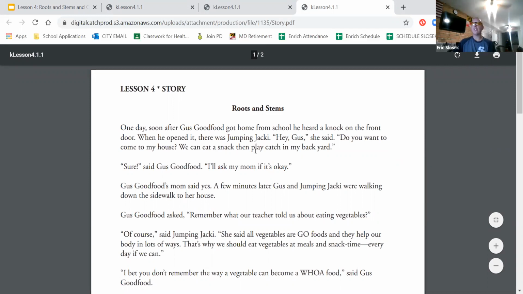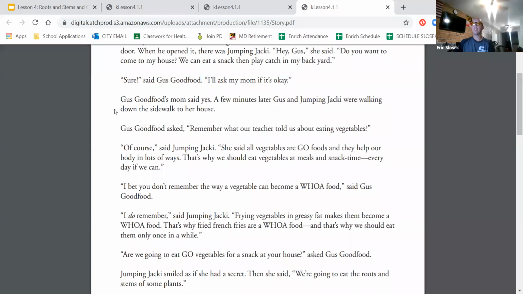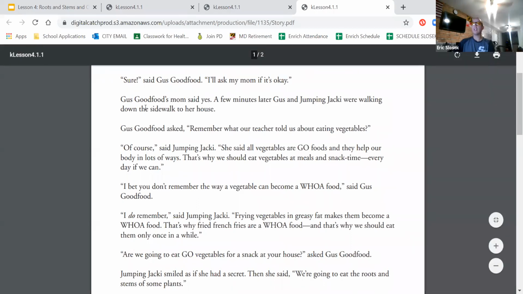One day, soon after Gus Goodfood got home from school, he heard a knock on the front door. When he opened it, there was Jumpin' Jackie. "Hey, Gus," she said, "do you want to come to my house? We can eat a snack, then play catch in the backyard." "Sure," said Gus Goodfood. "I'll ask my mom if it's okay." Gus Goodfood's mom said yes. A few minutes later, Gus and Jumpin' Jackie were walking down the sidewalk to her house.